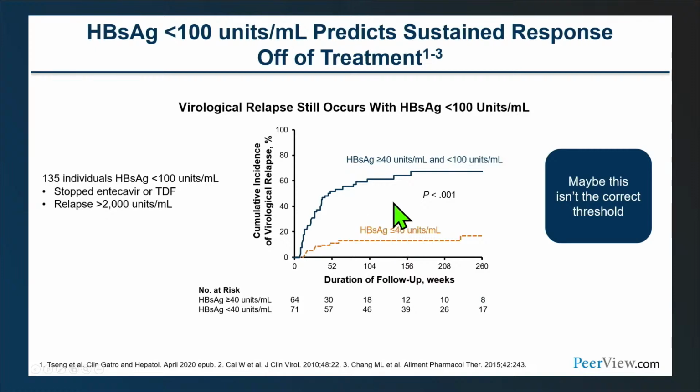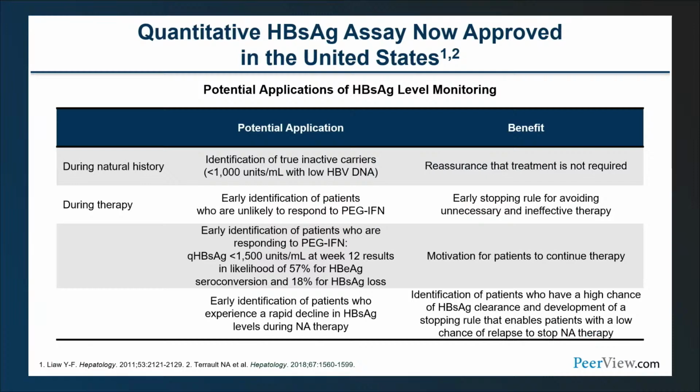So if you have a cutoff of 100 instead of 1,000, you can see here that the incidence of relapse is much, much lower. So low surface antigen is good. And again, this will be incorporated into practice over time. We still will have to conduct more prospective trials as we try and sort out who truly are the people in whom we can do this with minimal risk of a significant relapse afterwards.